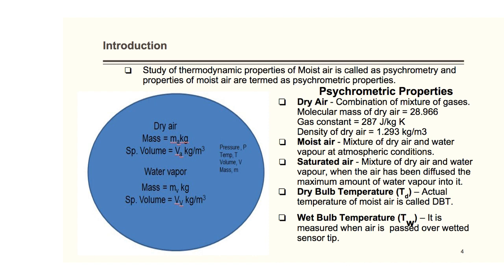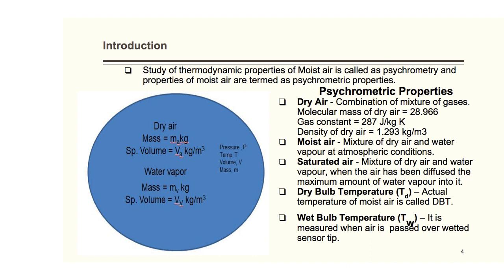So dry air is a mixture of gases. What are these gases? These gases are oxygen, nitrogen, carbon dioxide, H2S, NO2, etc. And the molecular mass of dry air is 28.966, considering just nitrogen and oxygen. The gas constant for dry air is 287 J/(kg·K). It is calculated using the PV = nRT equation by putting in all these values and atmospheric pressure. And the density of dry air is 1.293 kg per cubic meter.